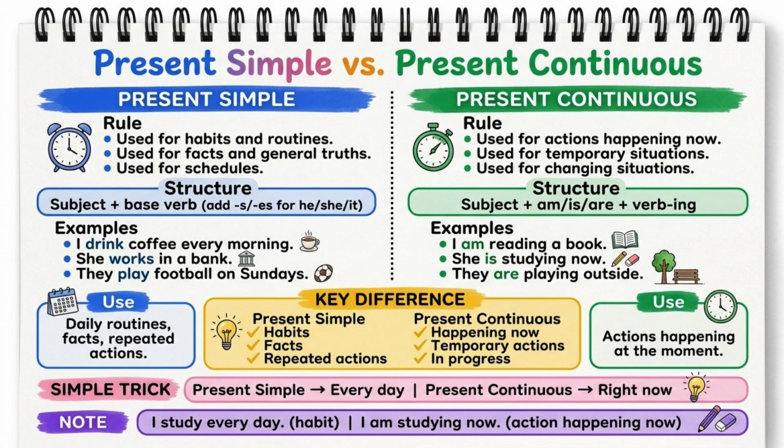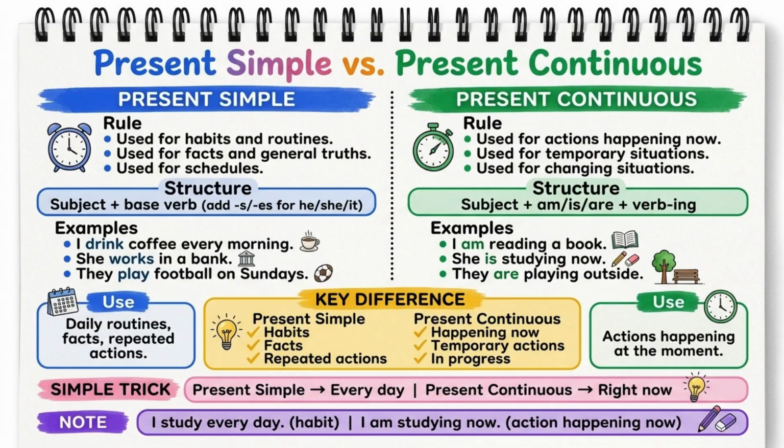Let's start with the present simple. We use the present simple to talk about habits, routines, facts, and things that happen regularly. These are actions that are normal or repeated. The structure is very easy. Subject plus base verb. Remember, for he, she, and it, we usually add s or es to the verb.